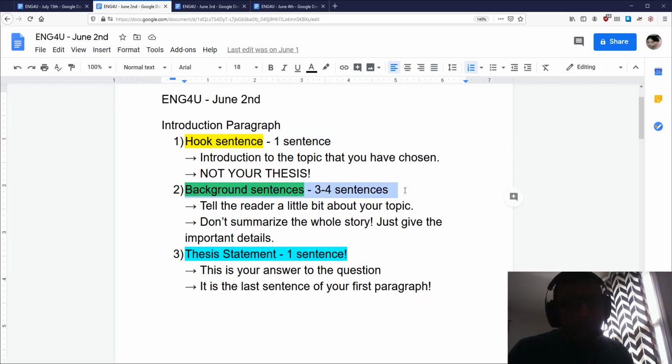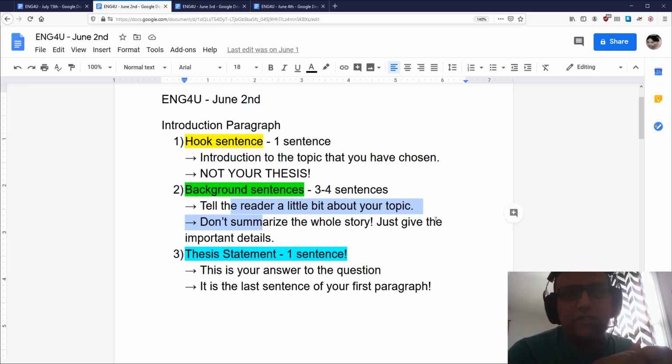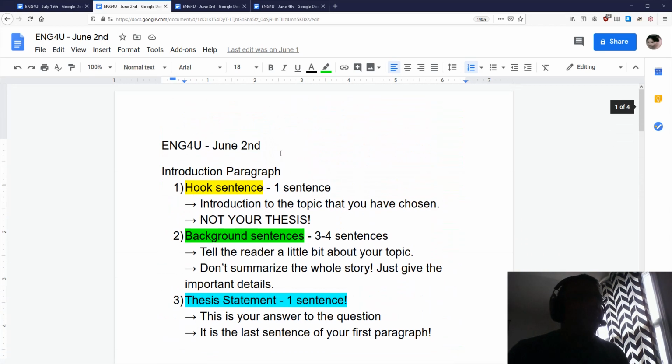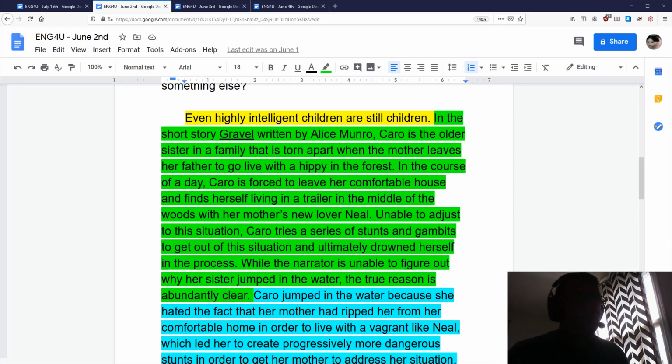After that, you've got what's called background sentences, right? And here is where you will tell the reader just a couple of details about the story that you're writing about. Now, these sentences are very important because the whole point of them is your essay needs to be comprehensible, not just to me, but to anyone, right? So if I were to take a copy of your essay and forward it to the principal or to another teacher who has not read Gravel, right? They should be able to tell if it's a good essay or not, right? Without first going to read Gravel. So that's where the background sentences come in, because you want to spend about 3 to 4 sentences talking about the story. You don't want to summarize the whole thing, right? But just give the important details, right?